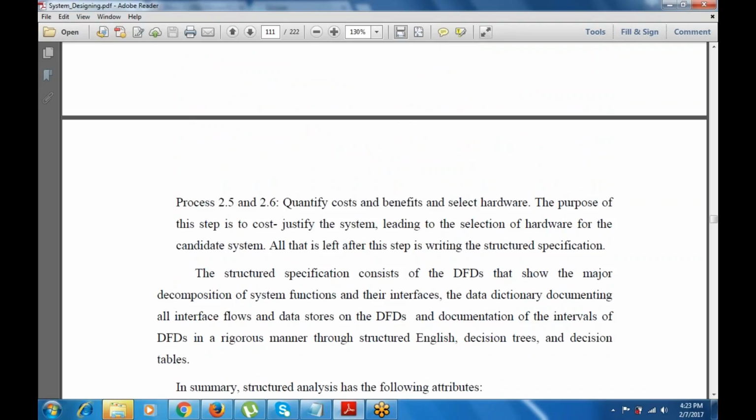Then next is to quantify the cost and benefit and select the hardware. What is the cost? How can we justify the system? That leads to the selection of the hardware for the candidate system. After this step comes writing the structured specification.